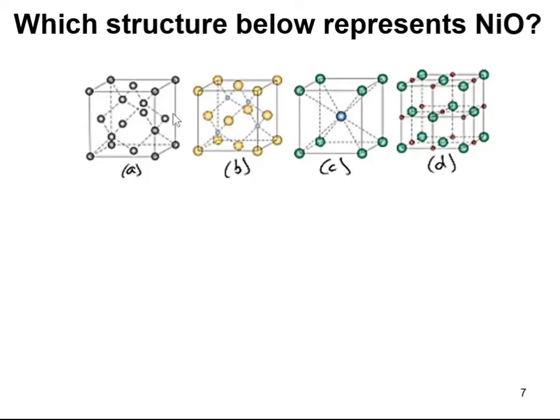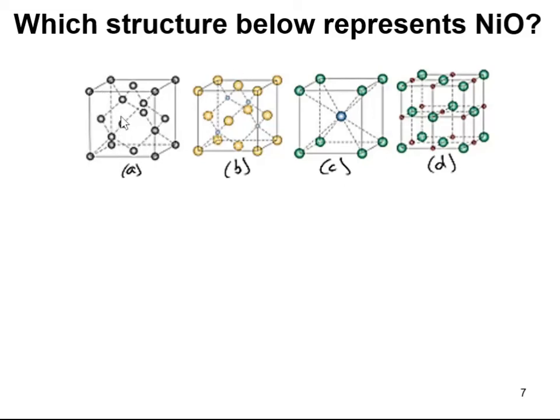So let's go ahead and look at an example. So which structure below represents nickel oxide? So we've got 4 structures here to choose from. The first one has a coordination of 4, but they're all the same type of atom, so that can't be this one because this is 2 different atom types. This is actually the diamond structure. These are all carbon.